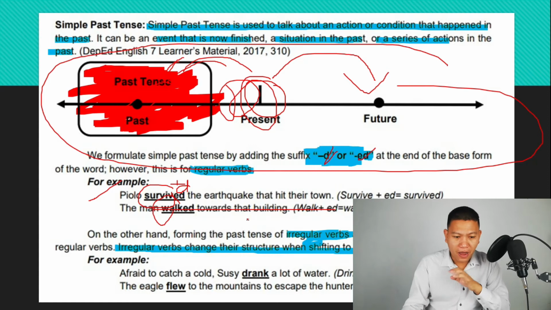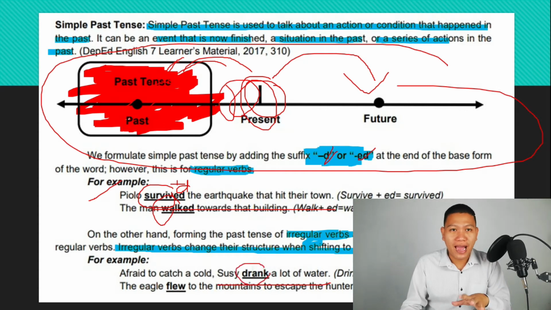So, afraid to catch a cold, Susie drank a lot of water. Again, the action happened in the past. Now the main verb is drank. We're talking about Susie. So because she was afraid to catch a cold, she drank water. Now the simple form of drank, the present form, is drink, right? Let me write it. So, drink.